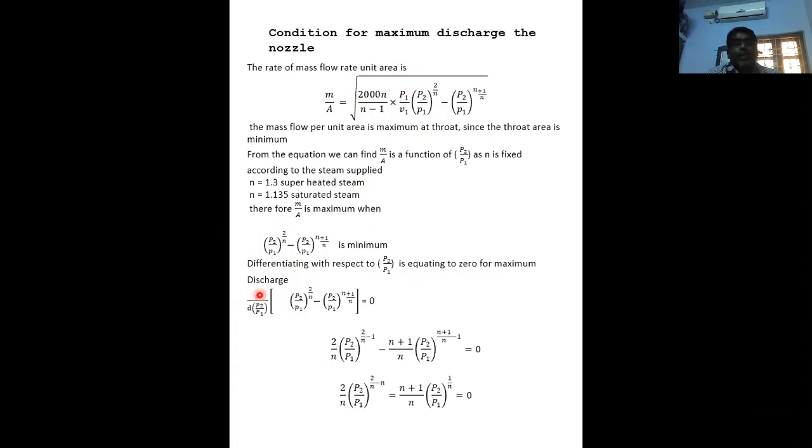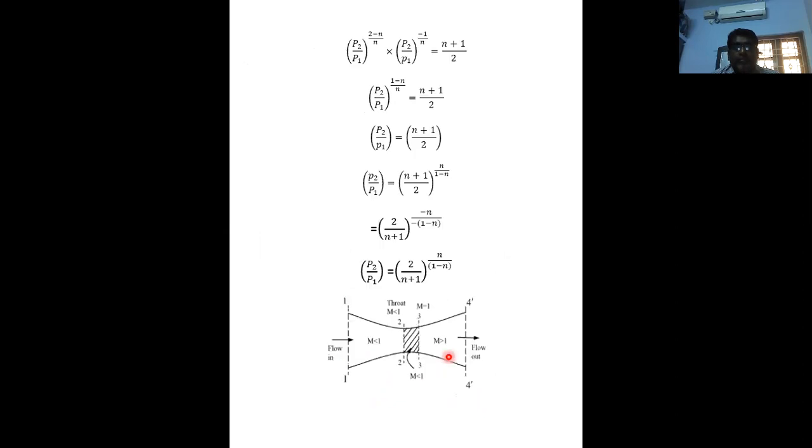Differentiate d by d(P2 by P1) of P2 by P1 power of 2 by n minus P2 by P1 power of n plus 1 by n, equal to 0. From differentiation, 2 by n P2 by P1 power of 2 by n minus 1, minus n plus 1 by n P2 by P1 power of n plus 1 by n minus 1, equal to 0. Here the minus 1: 2 by n P2 by P1 power of 2 by n minus 1 equals n plus 1 by n P2 by P1 power of 1 by n minus 1.